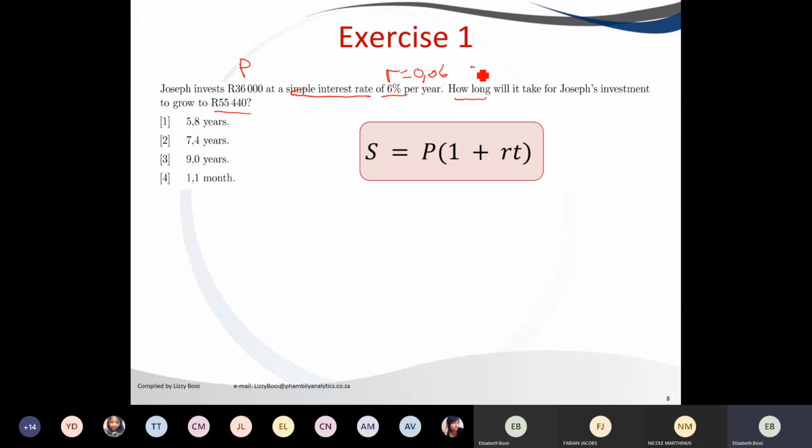And they're asking me how long, and the how long is T. So it means they're asking me to calculate T. So I must make T the subject of the formula. And they say that the investment will have to grow to 55,440. Therefore, they have given me my future value. And you need to substitute into the formula and calculate.